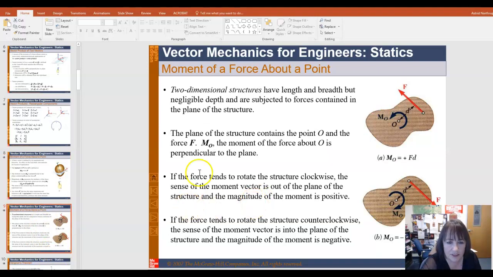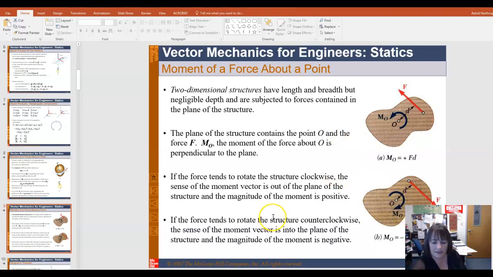So here's just some forces, or some points about forces and the moments that they create about different points. If you have a two-dimensional structure, so in other words, this is not a potato, this is a cardboard cutout of a potato, they have length and breadth but negligible depth, and they're subjected to forces in that plane, because a plane perpendicular or askew to this does not exist in two-dimensional land. Everything happens in the plane of the board. The plane of the structure contains O and F, and the moment is going to be perpendicular. So they draw it, because we really can't draw something coming out of the page. It would just look like a dot.